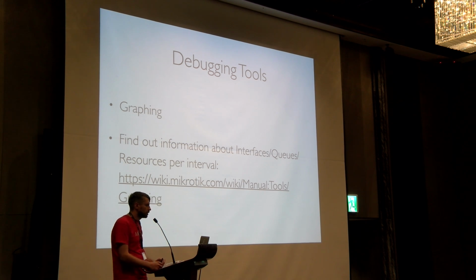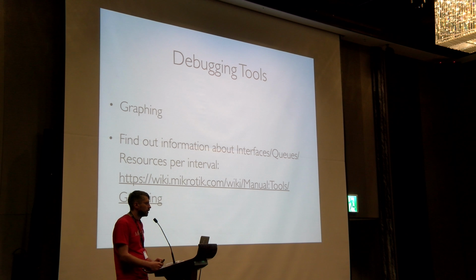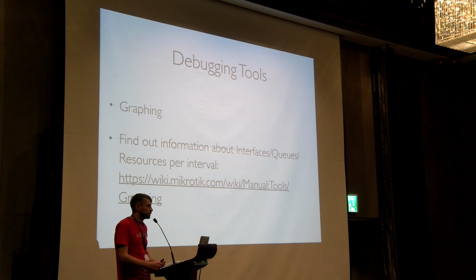Then a simpler debugging tool is graphing. By graphing you can monitor CPU, memory and RAM, CPU, RAM and disk. As well you can monitor queues and interface traffic. But RouterOS provides you with a wide range of SNMP values that you can send to your SNMP collector and then analyze different kinds of traffic, number of clients, and so on and so on.